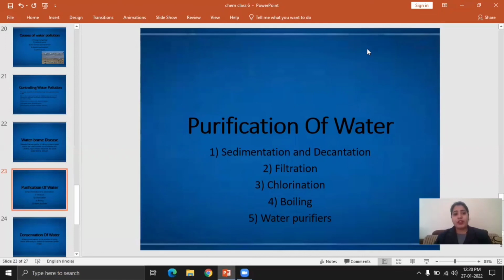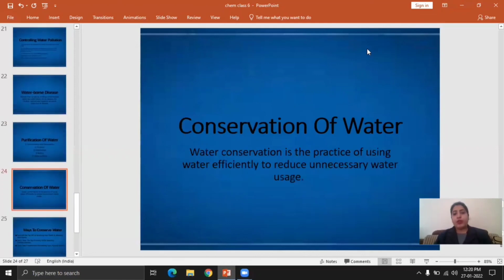The next one is how can we conserve water? So water conservation is the practice of using water efficiently so as to reduce unnecessary water usage. So we should try to conserve more and more water so that it is available for the future generation as well. If we keep on using the water in the same way we are using it now, the future generation will not have access to fresh water.